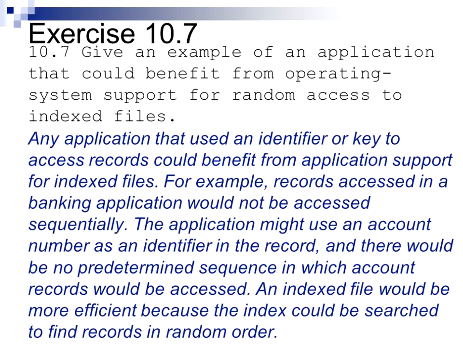Usually, somebody wants to deposit to their account or withdraw from their account, so it depends on that particular customer's account number what blocks you want to read into memory. So in a banking application, the application might use an account number as an identifier in the record, and you wouldn't necessarily be accessing the file in a predetermined order like we just talked about with sequential access. An index file would be more efficient because the index could be searched to find the records in random order rather than having to read the file from beginning to end every time in order to find a particular block.